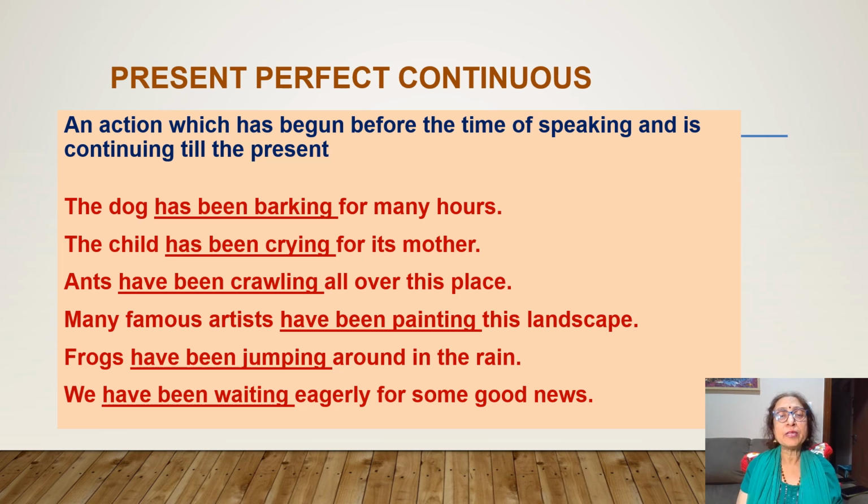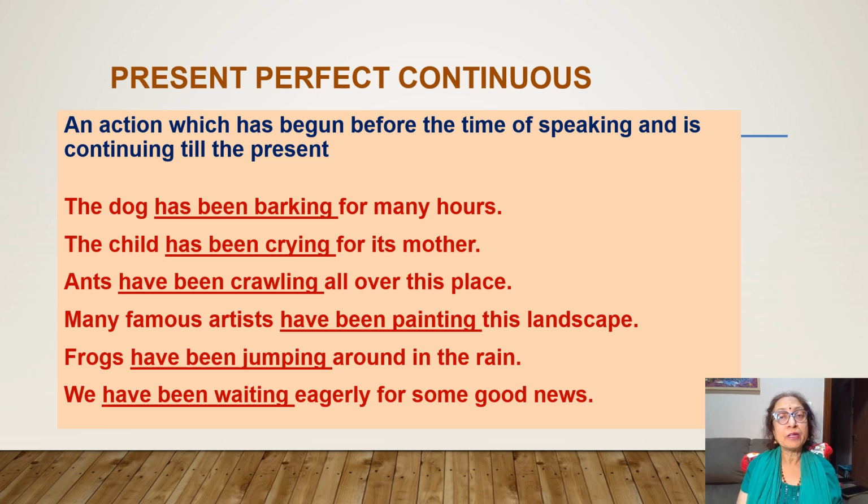The dog has been barking for many hours. Now, the dog will stop barking likely, soon, or maybe after some more time. So you can easily make the sentence as the dog has been barking. The child has been crying for its mother. So once the mother comes, the child stops crying. The child doesn't cry anymore. So has been crying, continuous with a visual factor of perfect.